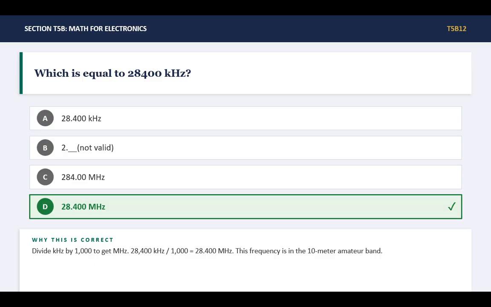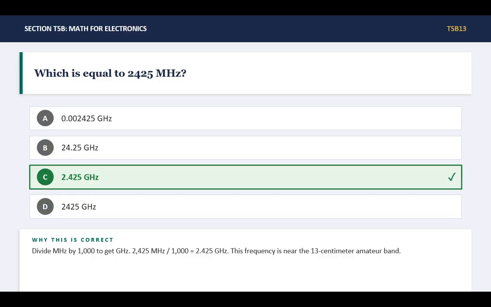This frequency is in the 10 meter band, which is equal to 2,425 megahertz. 2.425 gigahertz. So you divide megahertz by 1000 to get gigahertz. 2,425 megahertz divided by 1000 equals 2.425 gigahertz. And this frequency is near the 13 centimeter amateur band.